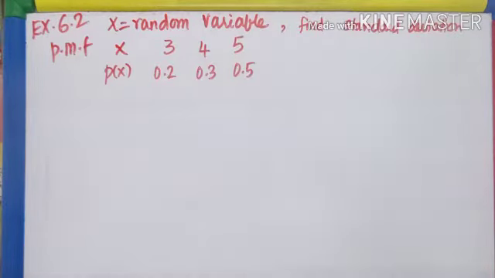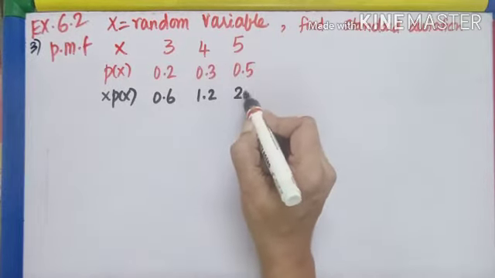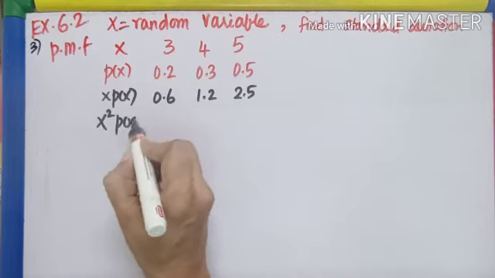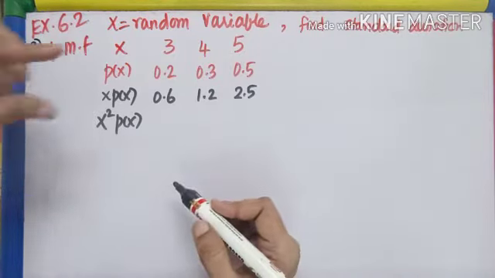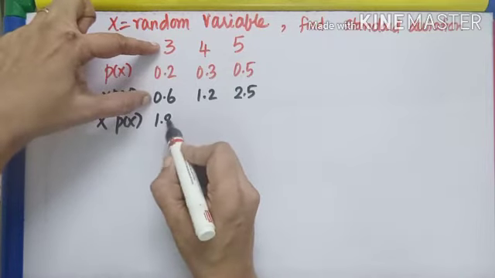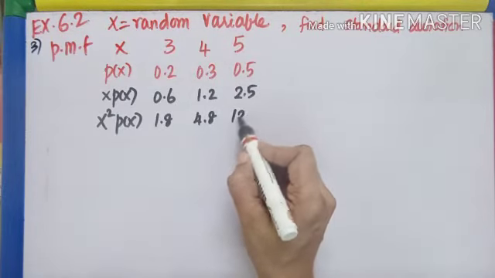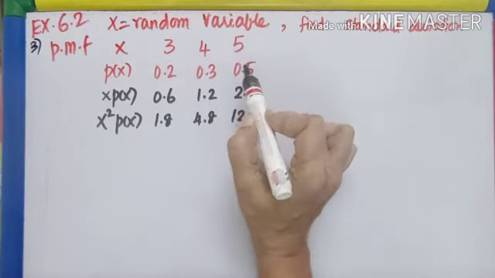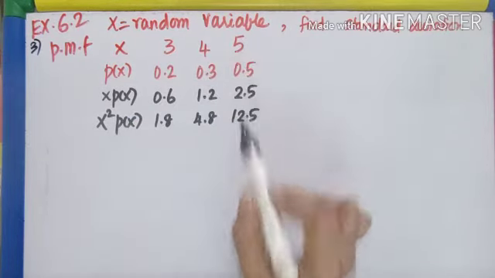Question number 3. Find standard deviation of x, where x is the random variable given the p.m.f. Same old procedure. Find x into p of x. Multiply: 0.6, 1.2, 2.5. We need to find out x square p of x for finding variance and hence standard deviation. X square p of x is x into x p of x. So 3 into 0.6, 4 into 1.2, 5 into 2.5.